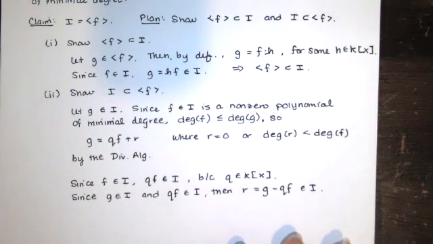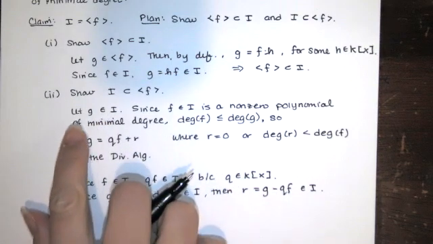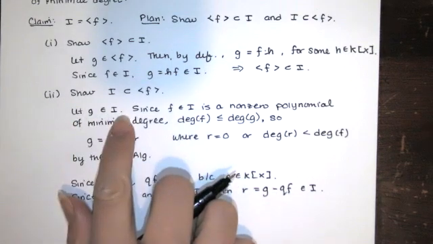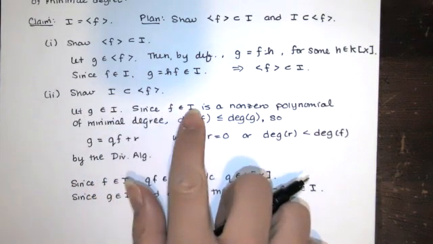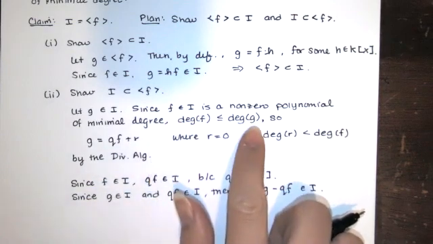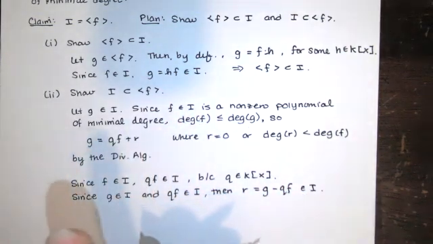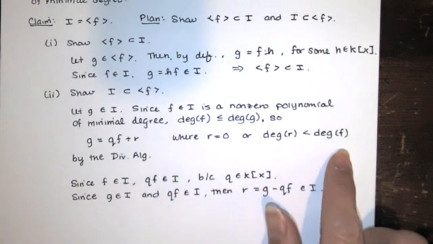Now, wait a minute. Do you see the problem? Look at what this said. This says that if g is some polynomial in I and f is in I, f is a non-zero polynomial of minimal degree, this is less than this. So this is true where r is either equal to 0 or the degree of r is less than the degree of f.